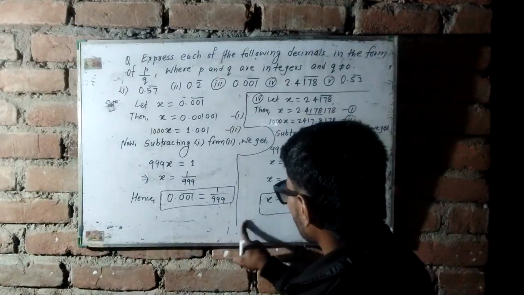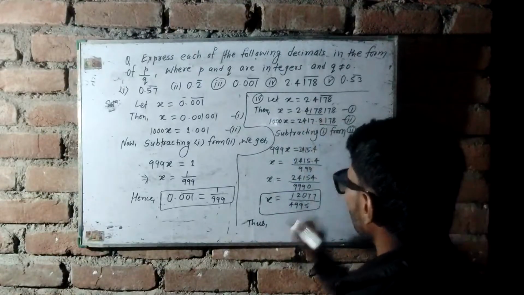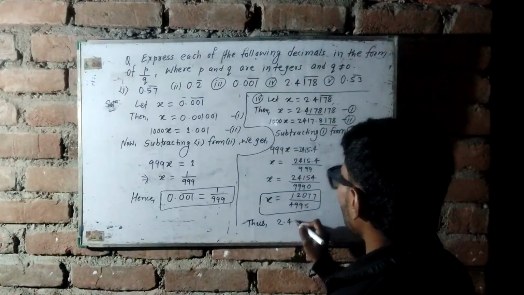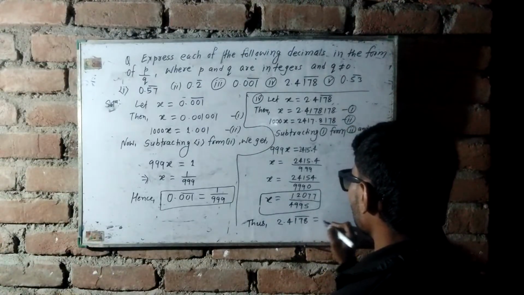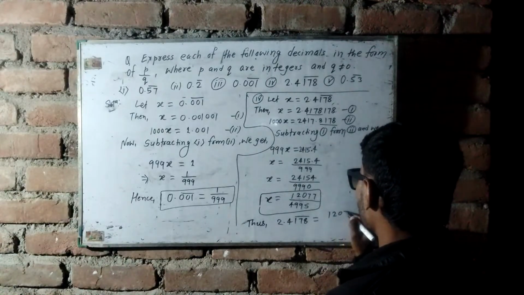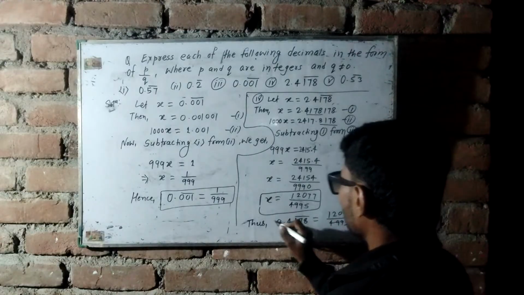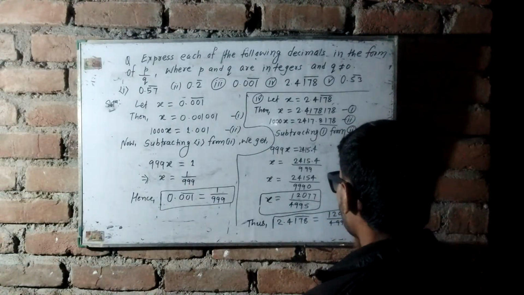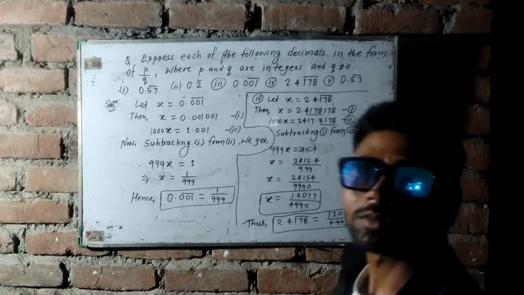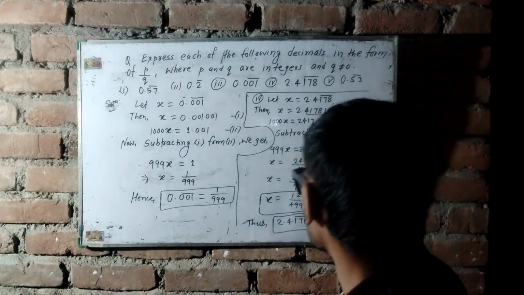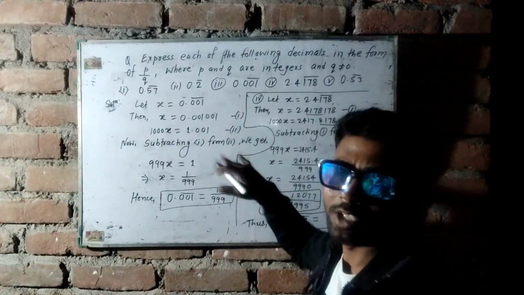Hence, we can write 2.4178 with 178 repeating is equal to 12077 upon 4995. This will be the required answer. Now let's go ahead to the next questions. But we have to wipe the board first. So let me wipe the board.